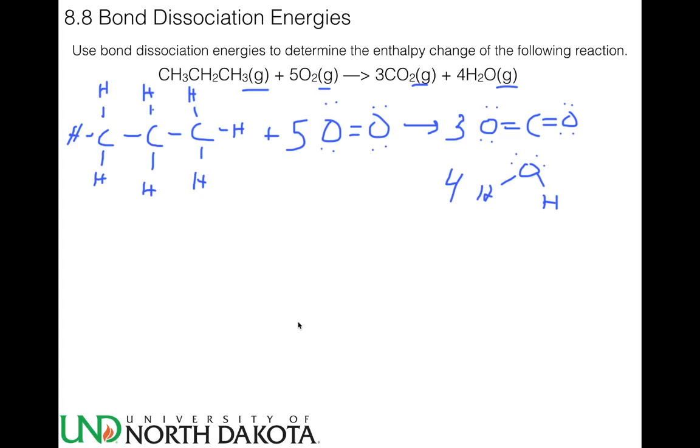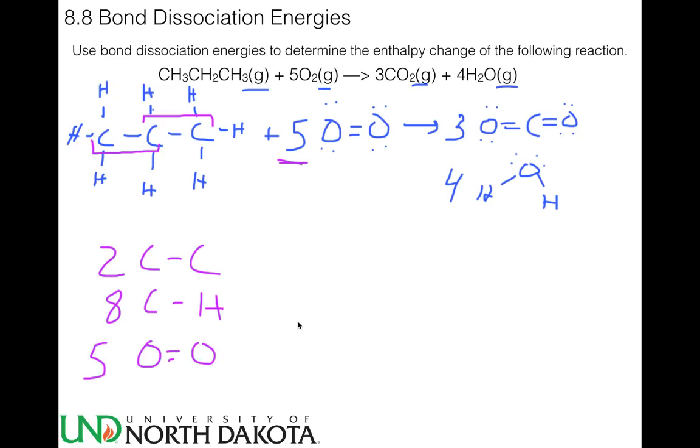Now, from this information, it looks like we have the following types of bonds. We have 2 carbon-carbon bonds, right, because this is 1 and this is 2, so be careful with that. And then we have 8 carbon-hydrogen bonds. And in our O2 molecule, one O2 molecule has 1 oxygen-oxygen double bond, but we have 5 total of them, so we have 5 oxygen-oxygen double bonds.